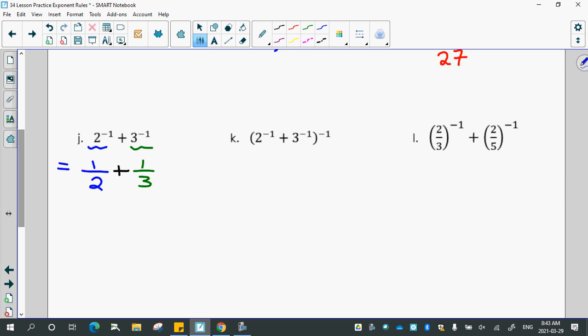But I can't leave that as the answer because I can add those. How do I add fractions again? Common denominator? Good. So what would my common denominator be here? 6. So 2 times 3 gives me 6. 1 times 3, adjust the numerator. 3 times 2 gives me 6. 1 times 2. And then add the numerators over the common denominator, so 5 over 6.